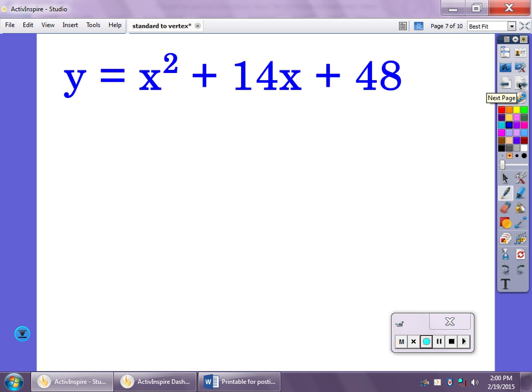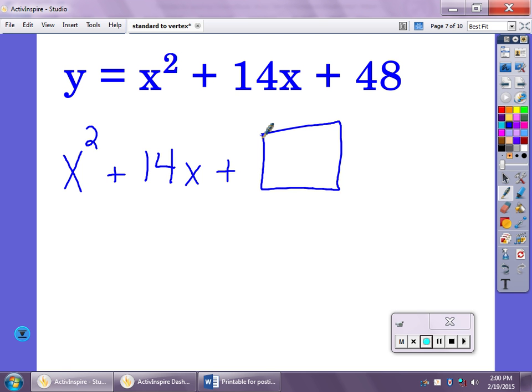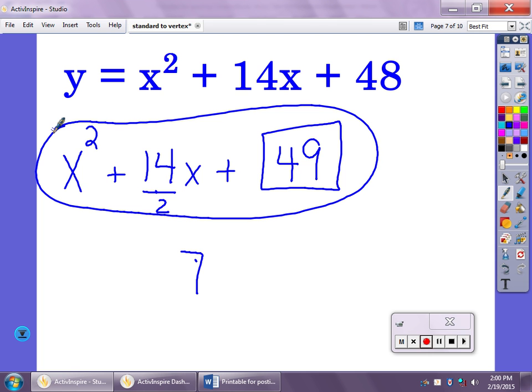If you think back to our warm-up yesterday, we had warm-up problems where it was x squared plus 14x plus blank. And I wanted you to complete the square. To complete the square, we looked at the b value, which is 14. We divided it by 2, and we got 7. And then we squared that to get 49. So if I were to write that in vertex form, it would be x plus 7 squared. And that would give me x squared plus 14x plus 49. But that's not what I want.